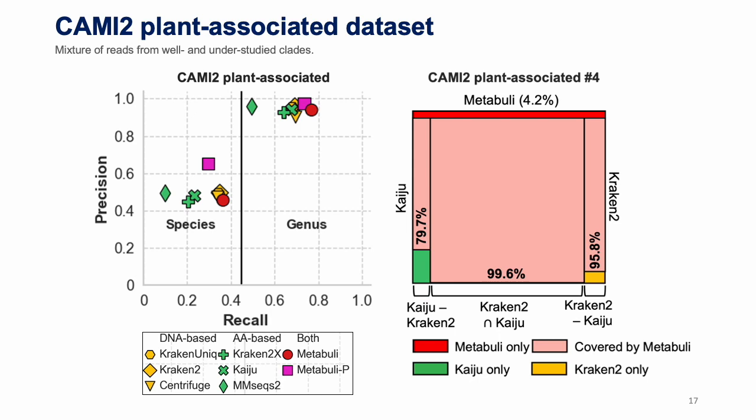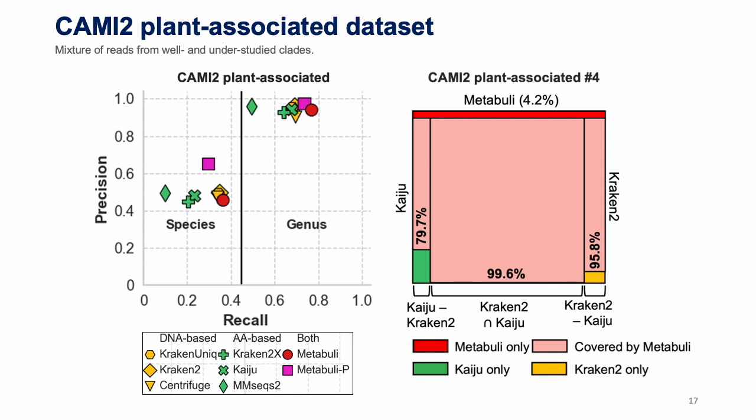Let's see some benchmark results again. The previous benchmarks were quite extreme because all query organisms were either included in the database or excluded from the database, but real-world data is a mixture of reads from rare and understudied cases. So to make a more realistic benchmark, we used the plant-associated dataset of CAMI2. But the results were quite the same. Metabuli showed the best sensitivity and good precision here.